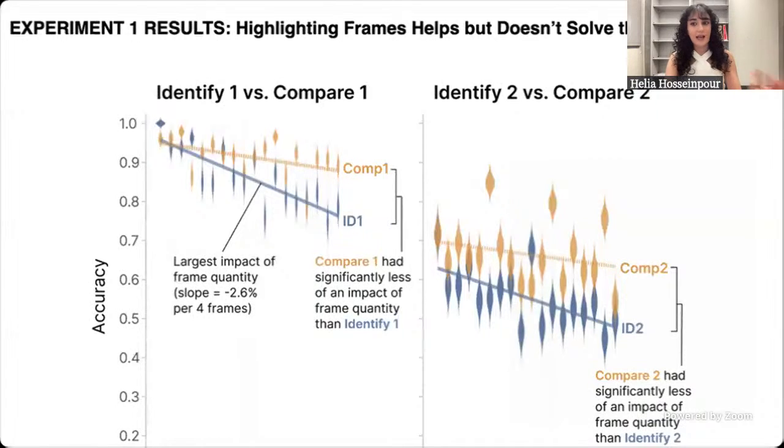In the compare tasks, when only 2 frames were highlighted, the accuracy decline was less steep compared to their identify task counterparts in blue. And so while highlighting the specific frames to do the same task did help reduce the visual search burden, it did not eliminate it. So even with highlighted frames, participants still had to process them within the larger context of 70 frames.